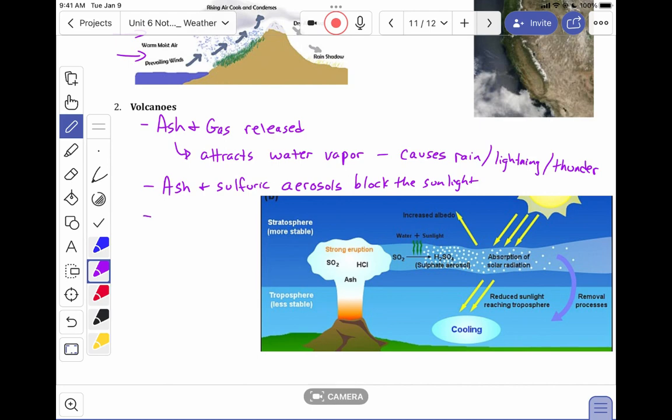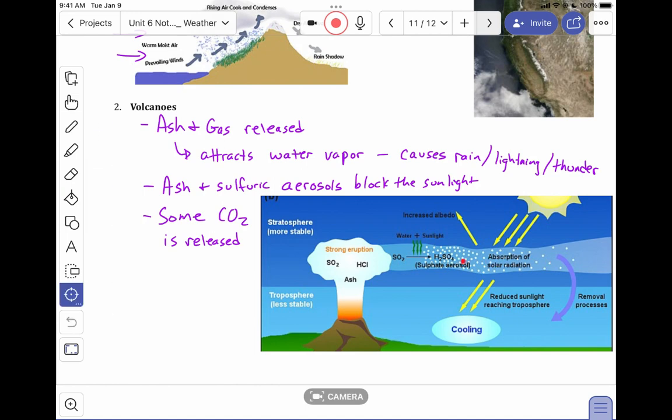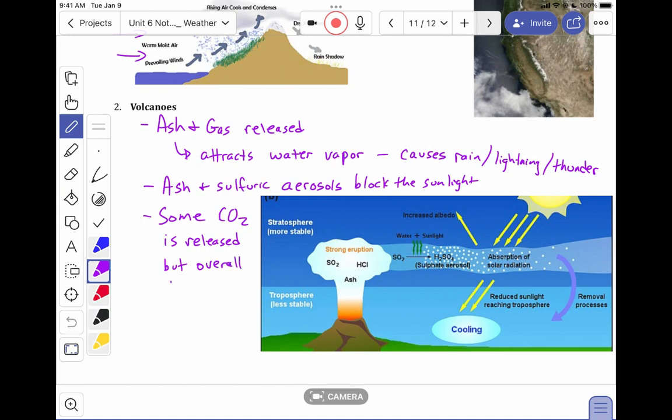We get some CO2 release, some carbon dioxide is released. So that's a greenhouse gas. That tends to warm up the Earth because it traps in heat. But because we have more of the stuff that's reflecting the sunlight back into space, overall, it's going to be a cooling effect. I think I have a graphic with that, but I'm going to write down the last line and then go looking for it. So we get acid rain as well.